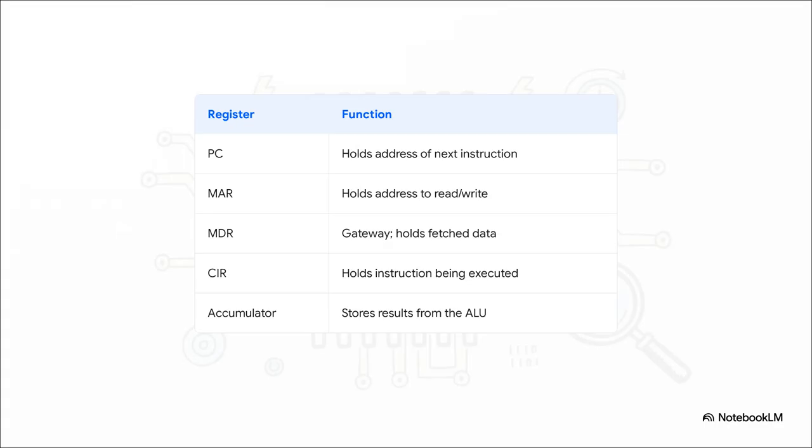Now this table right here, it's basically an exam cheat code. Examiners absolutely love testing you on which register does what. Let's walk through it real quick. The program counter holds the address of the next instruction. The MAR holds the address the CPU wants to read from or write to. Then there's the MDR, which is literally the gateway. All data coming in or going out has to pass through it. The CIR holds the current instruction actively being executed, and the accumulator? That's your go-to spot for storing the results after the ALU does its math.